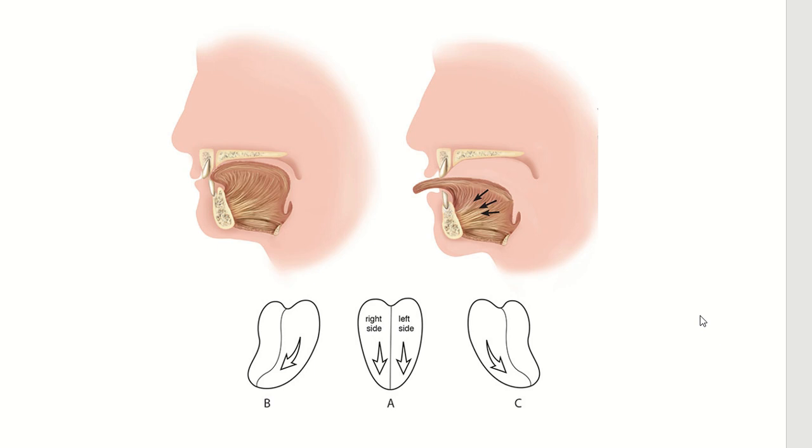So you can see here the action of the genioglossus muscle. If the tongue is paralyzed on the right side, then the tongue will be deviated towards the right side. If it is paralyzed on the left side, then the tongue will be deviated towards the left side, because of the unopposed action of the normal side.